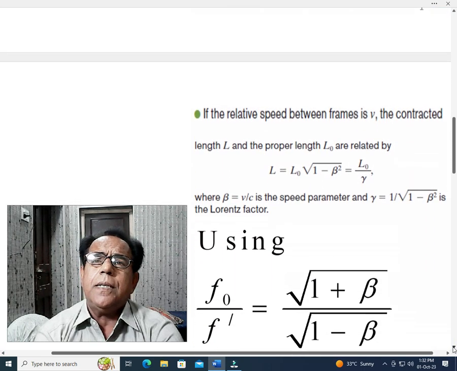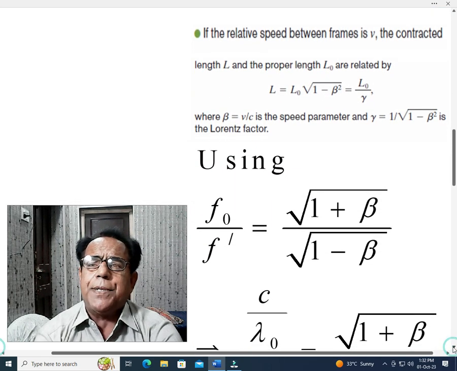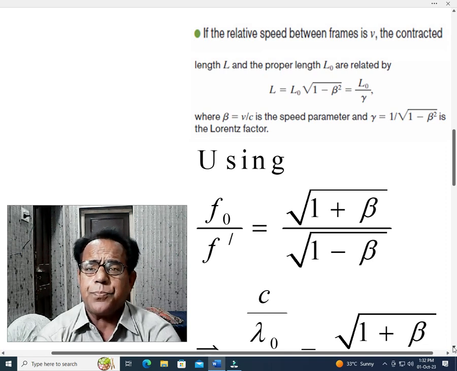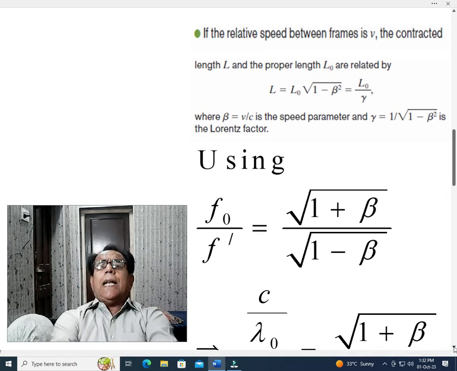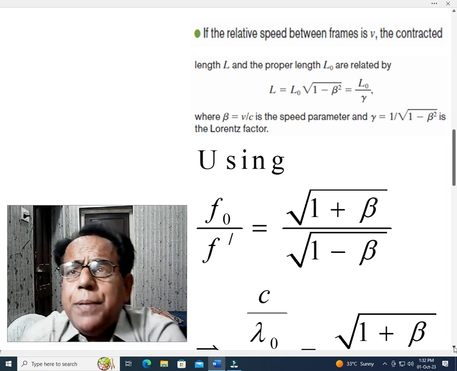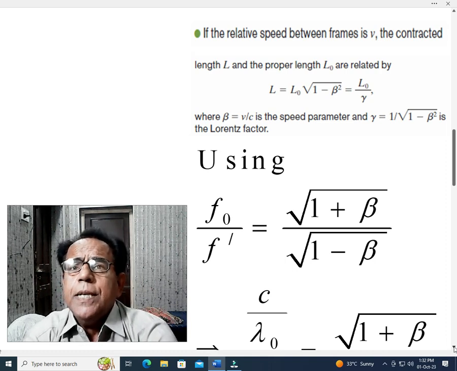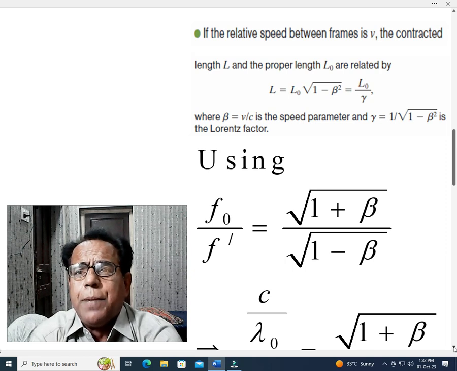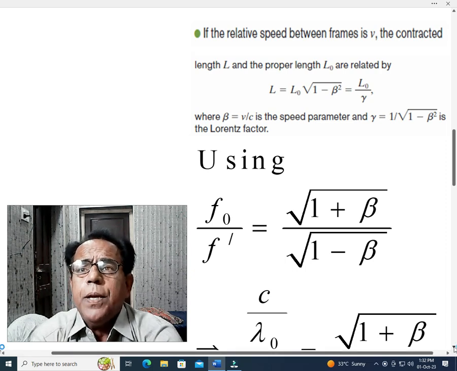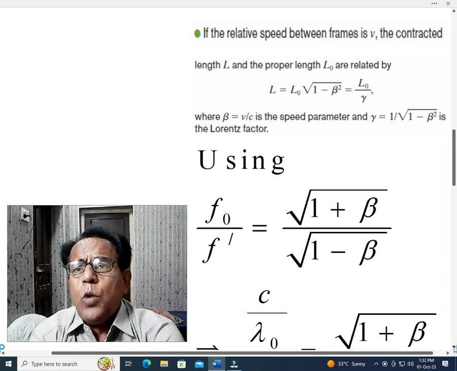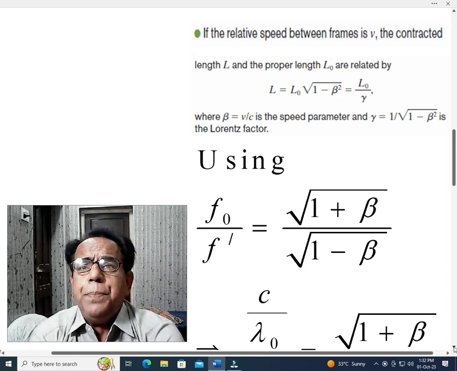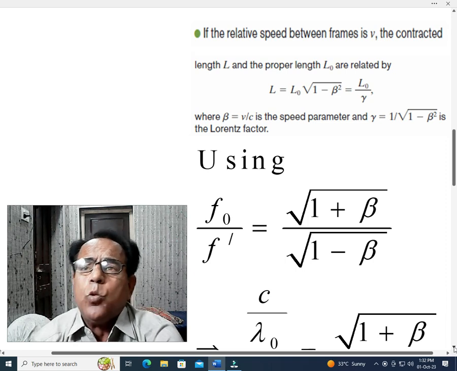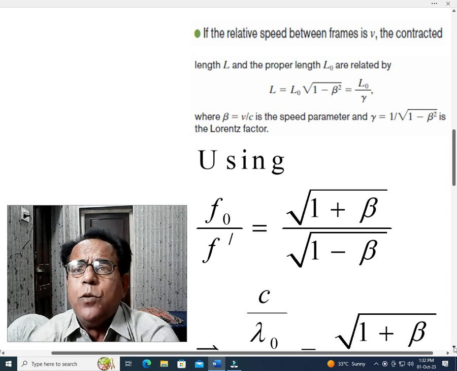Now we come towards the speed parameter. If the relative speed between frames is v, the contracted length L and the proper length L₀ are related by L = L₀√(1−β²). This becomes equal to L₀/γ, where β equal to v over c is the speed parameter and γ equal to 1/√(1−β²) is the Lorentz factor.